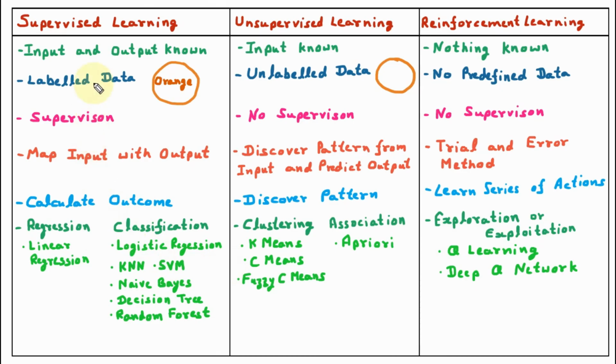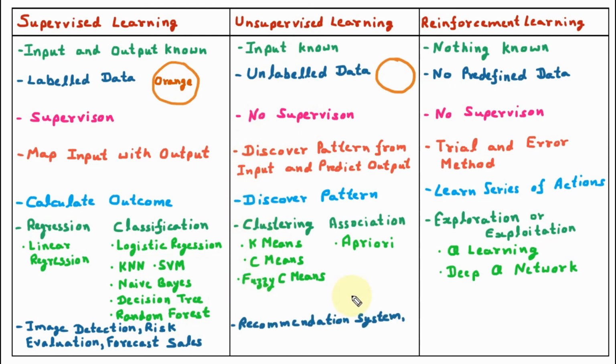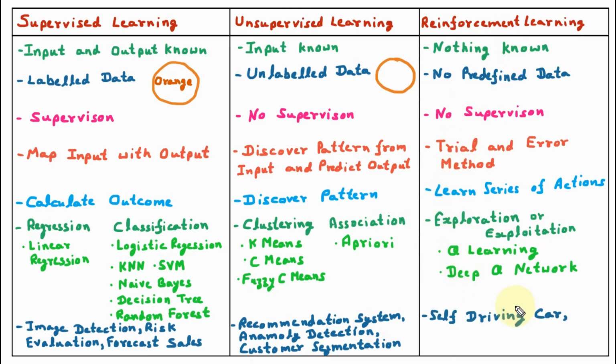The applications of supervised learning are image detection, risk evaluation, and forecasting sales. The applications of unsupervised learning are recommendation systems, anomaly detection, and customer segmentation. The applications of reinforcement learning are self-driving cars, gaming, and healthcare. So these are the differences among supervised learning, unsupervised learning, and reinforcement learning.